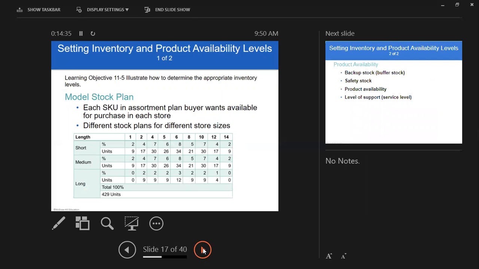This is the model stock plan. Each stock keeping unit has different types of plans that you have in the store itself. So you can have, for example, short, medium, long, and then the sizes 1, 2, 3, 4, 5 until 14, and the number of units that you have. So from here you know that every time the customer makes a purchase, it will straight away update the system, so that you will understand you have to replenish a certain stock for that particular product.